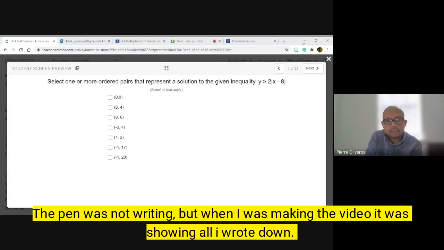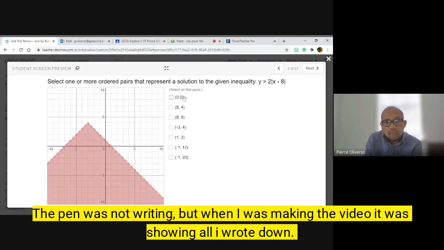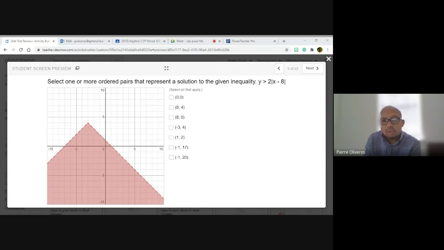All right. Next. For this case here, you will identify if the given ordered pairs are part of the inequality using these ordered pairs here. So 0, 0, it's in a shaded area, so the answer is yes. 8, 4 is right here. So that's not in a shaded area, so this is wrong. 8, 0. Hold on. Let me do 8, 0. How do we do this?